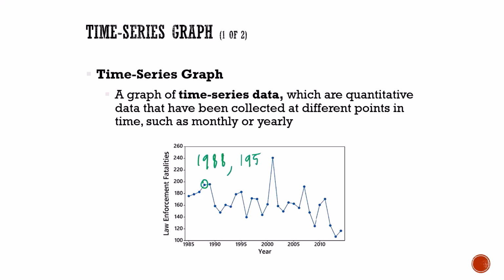So you have a piece of time. Each data is paired, and you want to pair the time. So instead of something one-dimensional, you want to have a two-dimensional graph. You can see outliers. Are there any outliers? So we see a trend generally decreasing law enforcement fatalities from year to year, although not consistently decreasing.